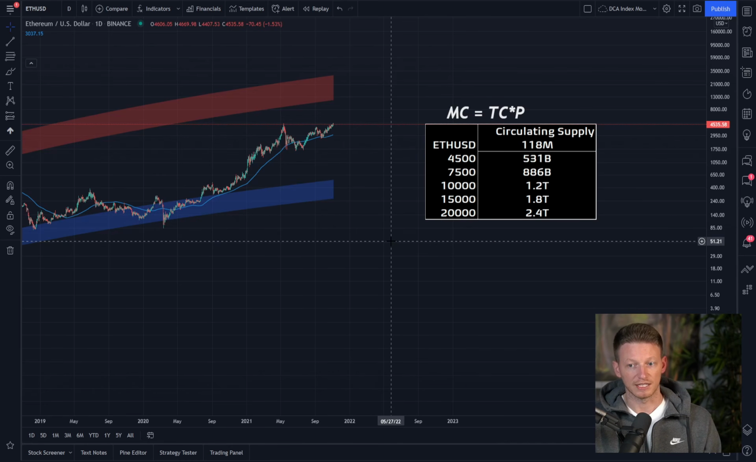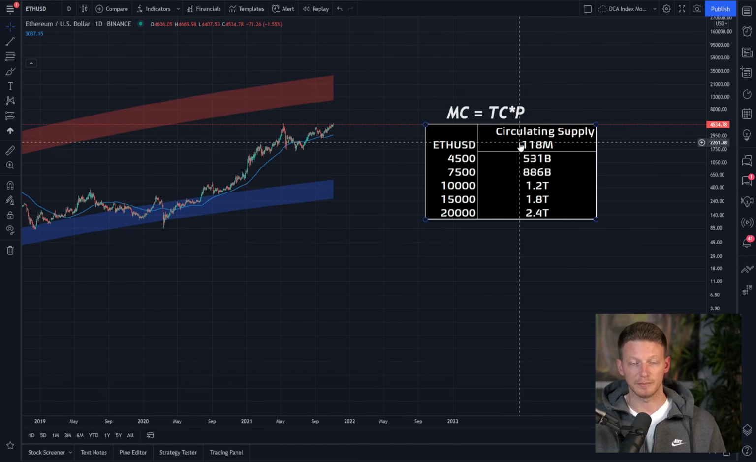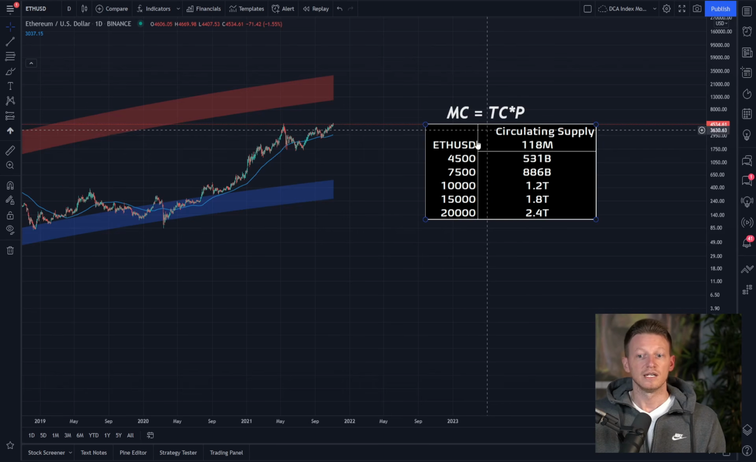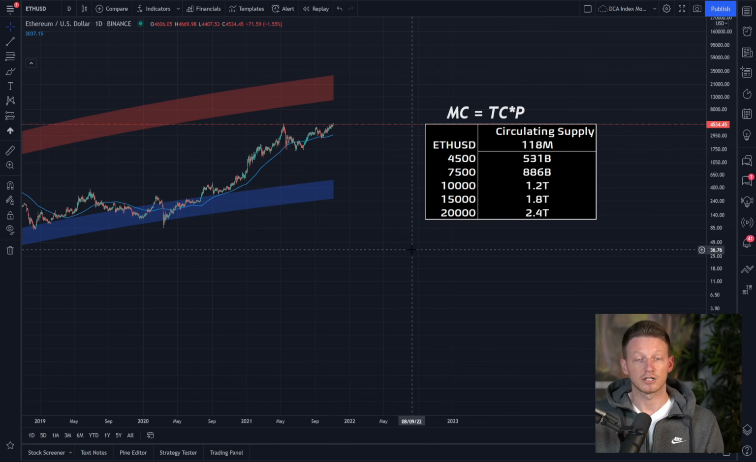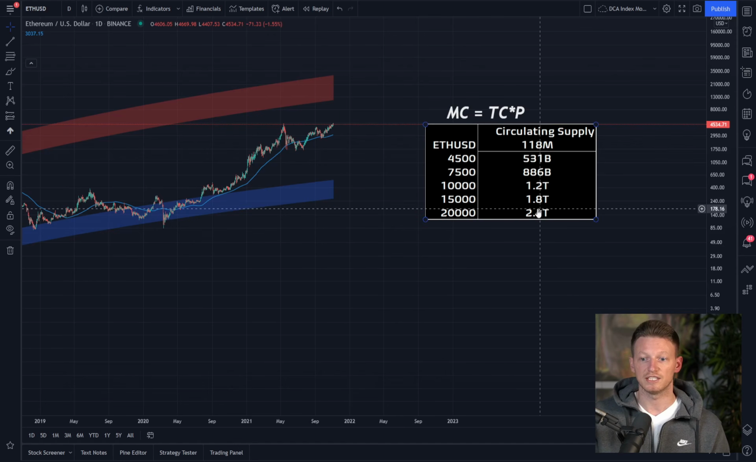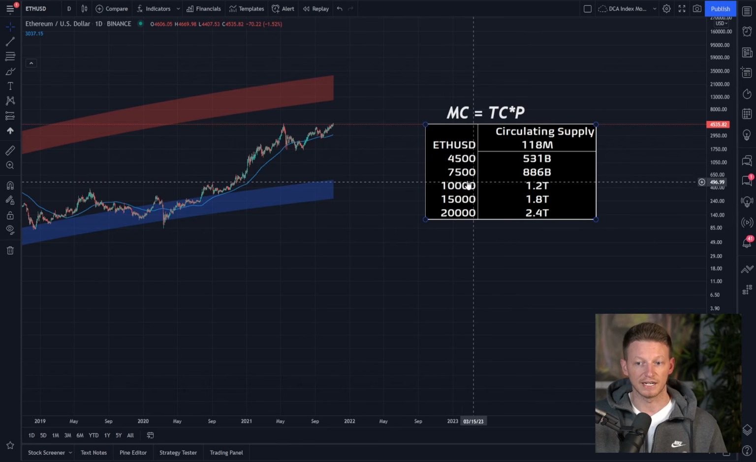For Ethereum, currently there's a circulating supply of coins of around 118 million. Currently we're sitting at plus or minus $4,500, giving us a market cap of approximately 500 plus or minus a few billion. If we were to go up to $7,500, that would put us near $900 billion market cap. Up to $10,000, where we get to 1.2 trillion, up to $15,000, where we get to 1.8 trillion. Mind you, a $10,000 Ethereum would also put us where Bitcoin is right now.